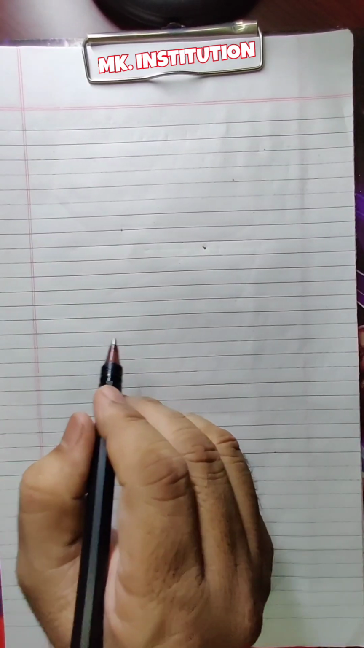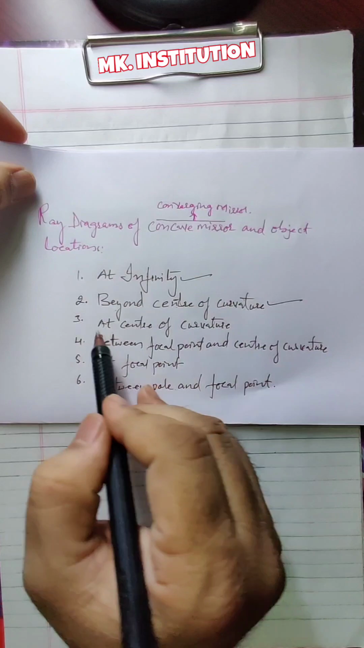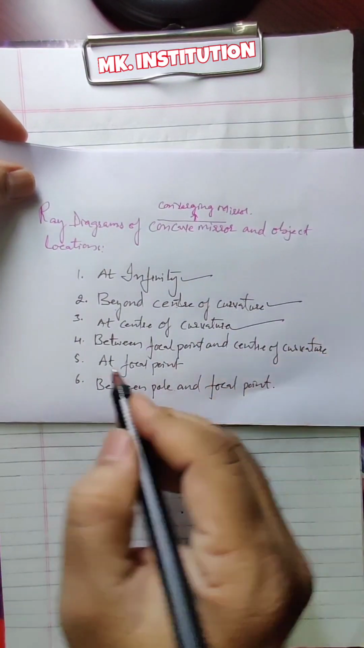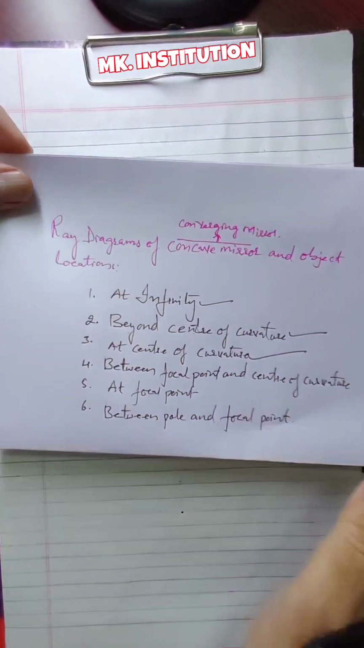Okay, in this video we will study the fourth situation of image. Already we completed three. Clear? At infinity we completed, beyond center of curvature, and at center of curvature also completed. Now the fourth one, between focal point and center of curvature, this we'll do now.